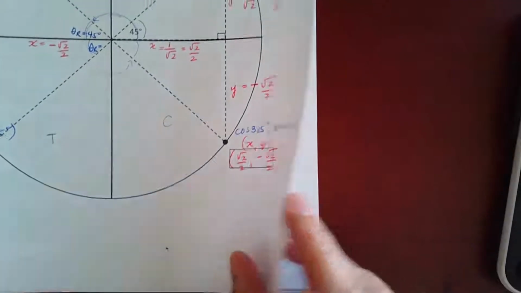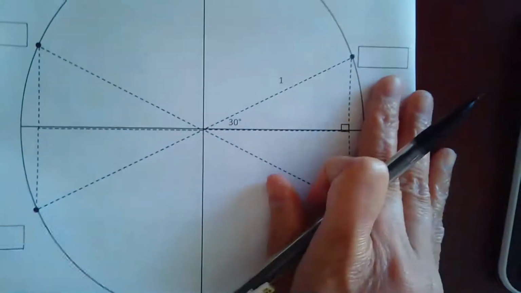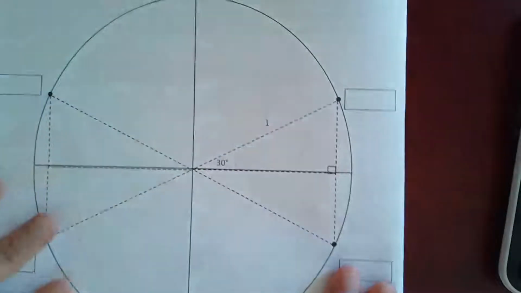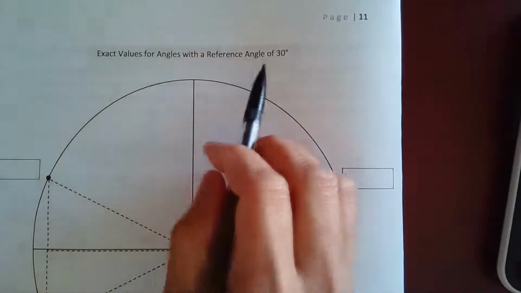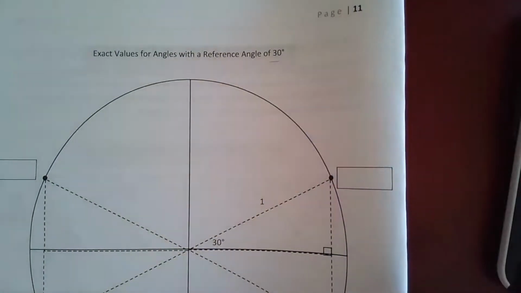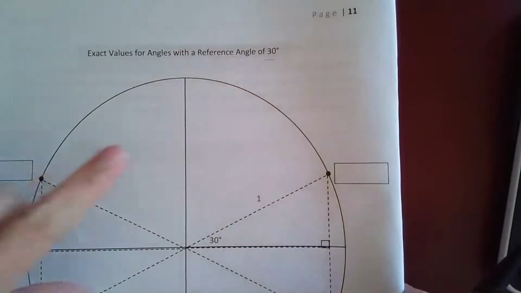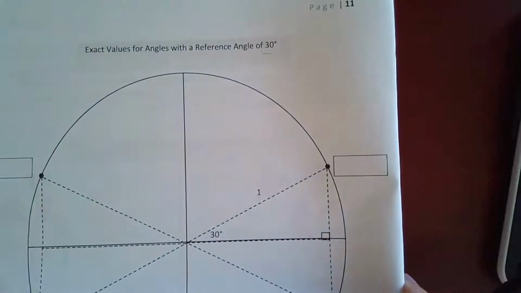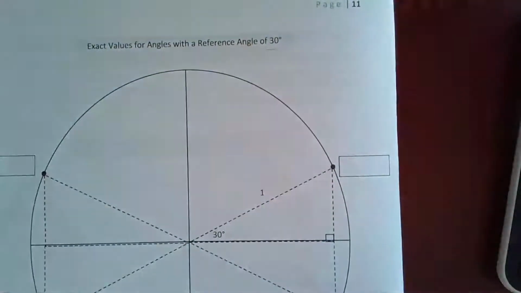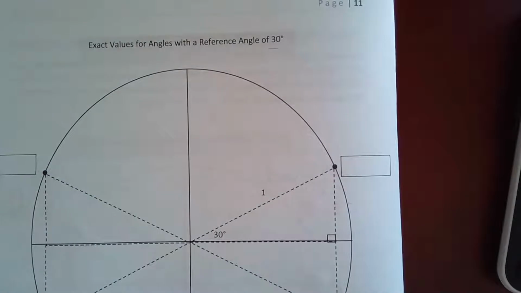Now we're going to move on to the next page. This one, exact values with reference angle of 30 degrees. I'm going to be able to do the 30 degrees and 60 degrees together, because they're very, very related to each other. I'm just going to grab a piece of paper in here. I'm going to show us how that number came to be.